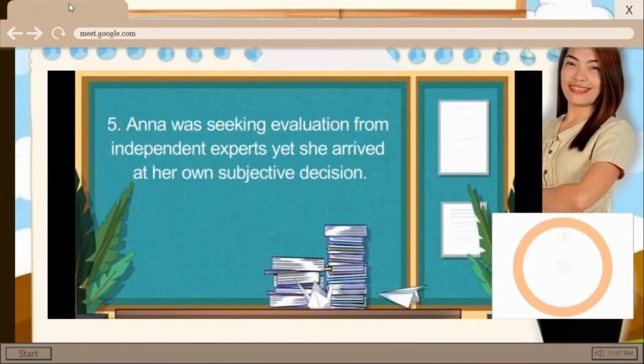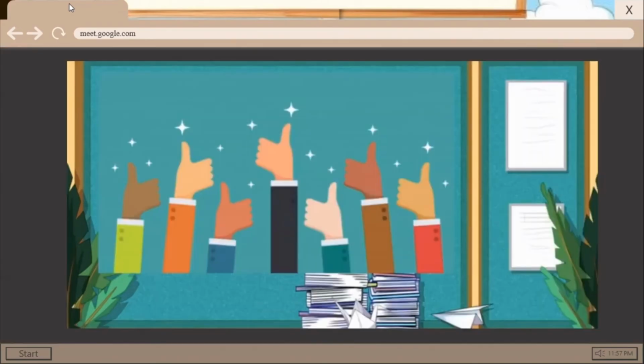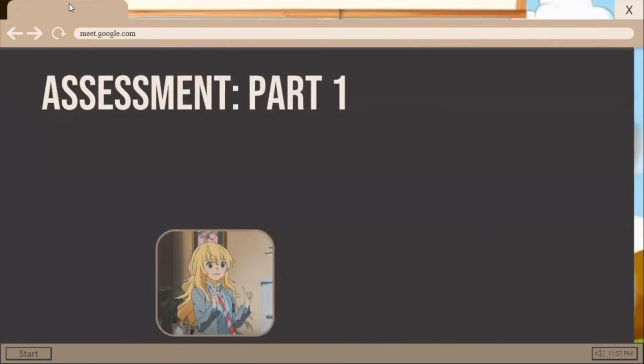For our final situation, please read. Obviously, this is what? Yes, bias. The decision was based on Anna's subjective opinion in favor of a particular thing. Wow, you did great in differentiating and identifying bias and prejudice. Now for your assessment, are you ready?